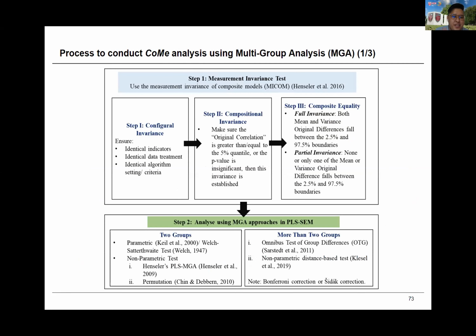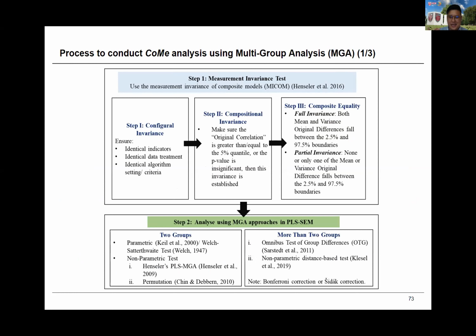So to run this MGA, this is what was stated earlier by Gabi. Gabi has stated that you first need to go back to the basics and run the measurement invariance test. And for this measurement invariance test, you can look into MICOM according to Henseler 2016. There are 3 steps: configural, compositional, as well as composite equality. From there, if this is fulfilled, regardless of full invariance or partial invariance, the researcher can move to step 2. So in step 2, you can analyze using the MGA approach.